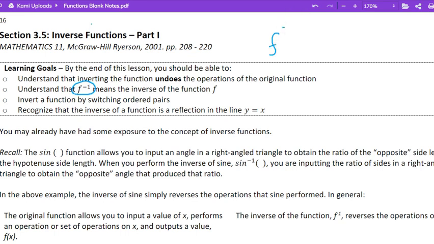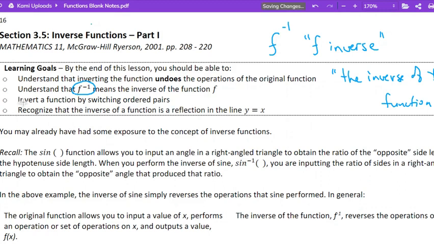and sometimes we'll say f inverse or the inverse of the function, just so you know how to communicate about this. Also, you are going to learn how to invert a function by switching the ordered pairs, like the pairs of a point. And you're going to recognize, hopefully, that the inverse of a function is actually a reflection. We know vertical and horizontal reflection in the line y equals x.